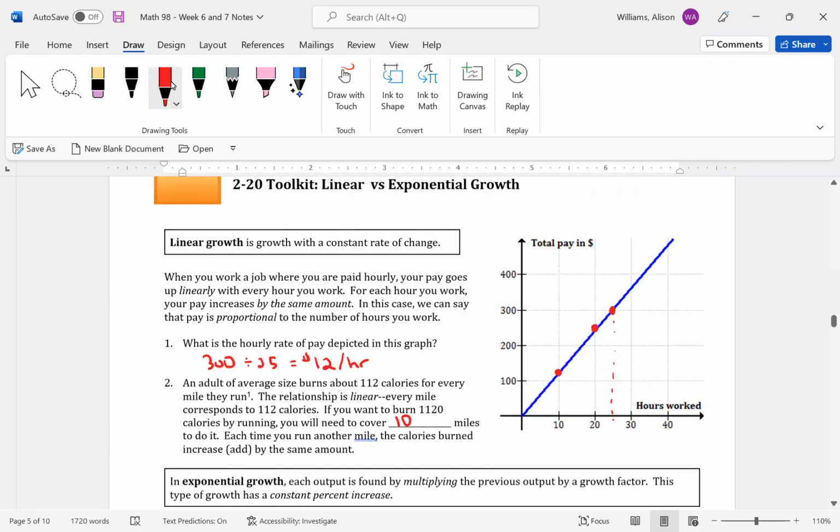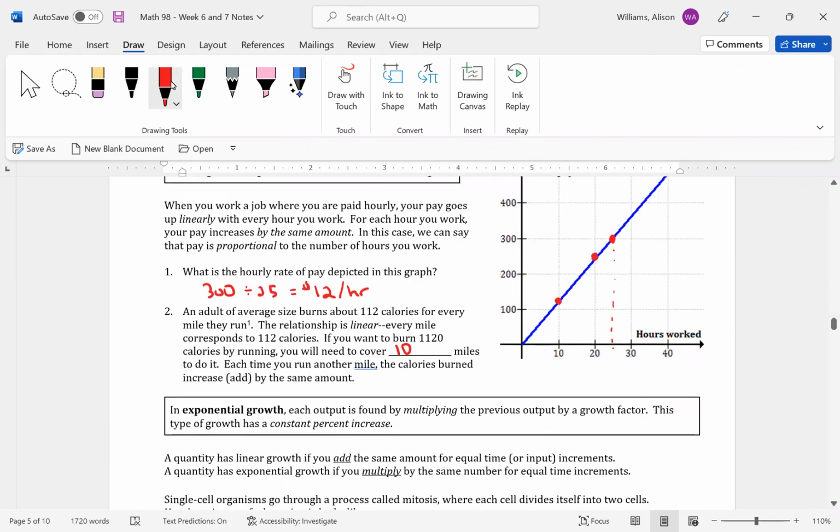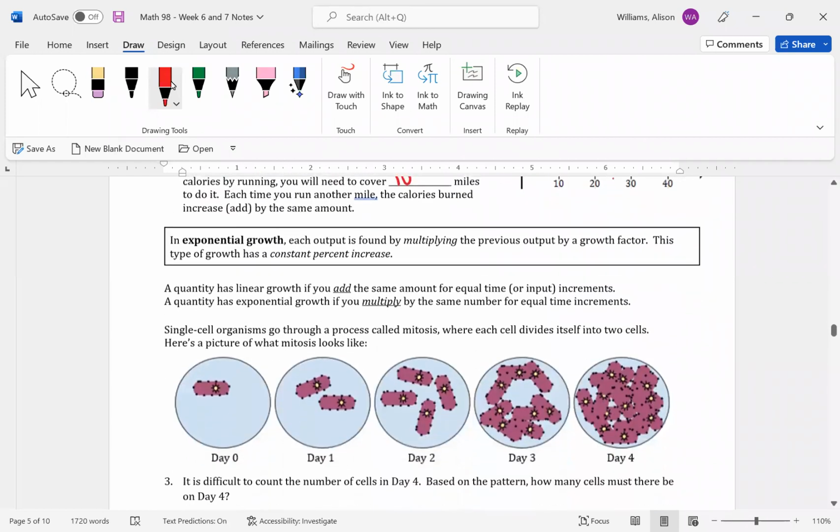Okay, so exponential growth is multiplying by the previous output. That's how exponential growth works. It's a constant percent of increase. We're increasing by a percent over and over and over again. So linear, you're adding; exponential, you're multiplying. That's the big sum up. So let's look at this example.